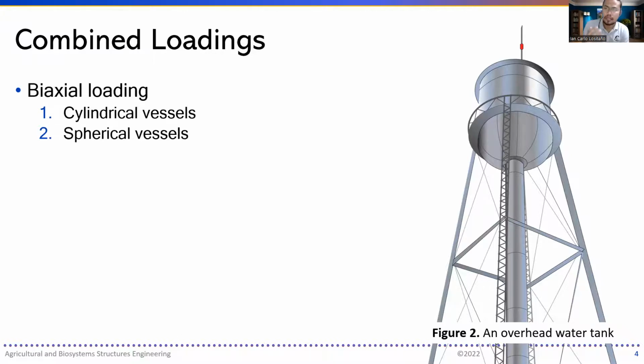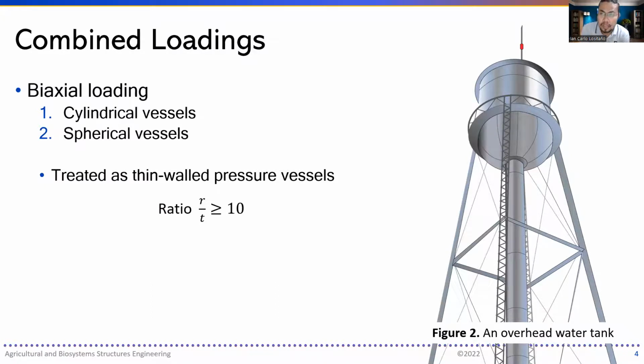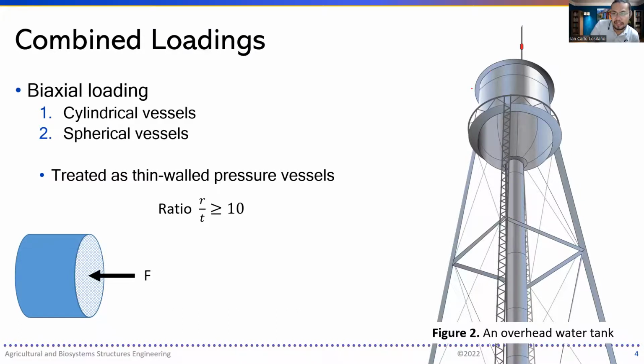Any thin-walled pressure vessel should have the ratio of radius to thickness greater than or equal to 10. Otherwise, this simplified analysis or solution is deemed inappropriate. So in this scenario with thin-walled pressure vessels, let's try to analyze a cylindrical vessel. Let's rotate the overhead water tank to this direction. So we have something like this.